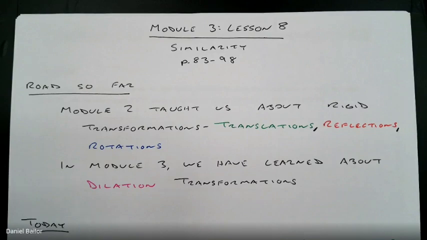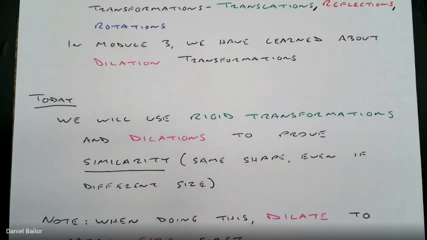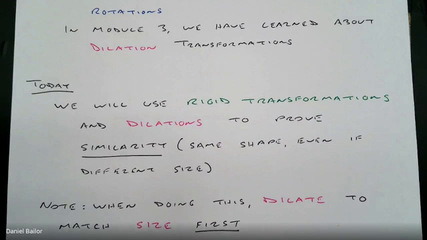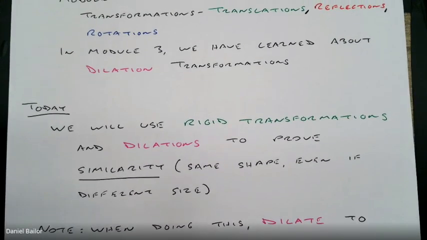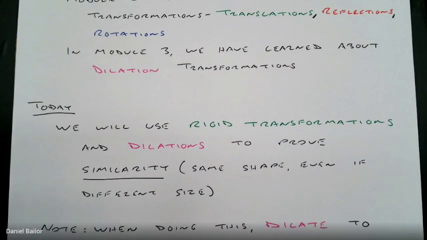In today's lesson, we're going to use the rigid transformations and the dilations to prove similarity. So what we're going to do is we're going to move figures around. We're going to think about the figures. We're going to think about scale factors. We're going to think about dilations. We're going to think about translations, reflections, and rotations to try to determine if two shapes are similar, if two figures have the same shape. Even if the size is different, we're going to use all of our transformations to prove that the shapes are the same.